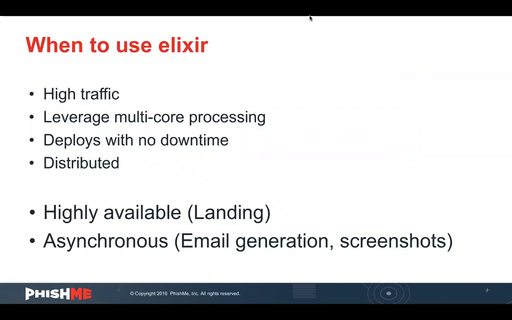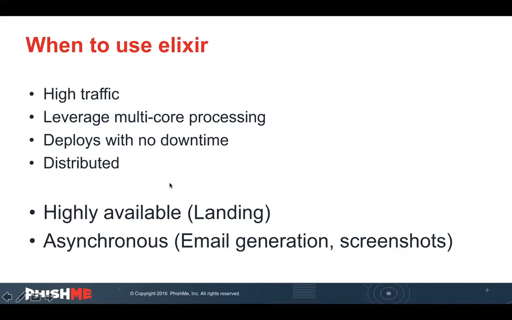So that leads me to my last slide, which is, again, when do we want to use Elixir? It's not for every use case, but for certain use cases it is definitely a way better tool than Ruby. And those cases are when you have a lot of traffic, if you need to leverage all cores, if you want to have deploys that don't have any downtime, if you have distributed code that all needs to work together.